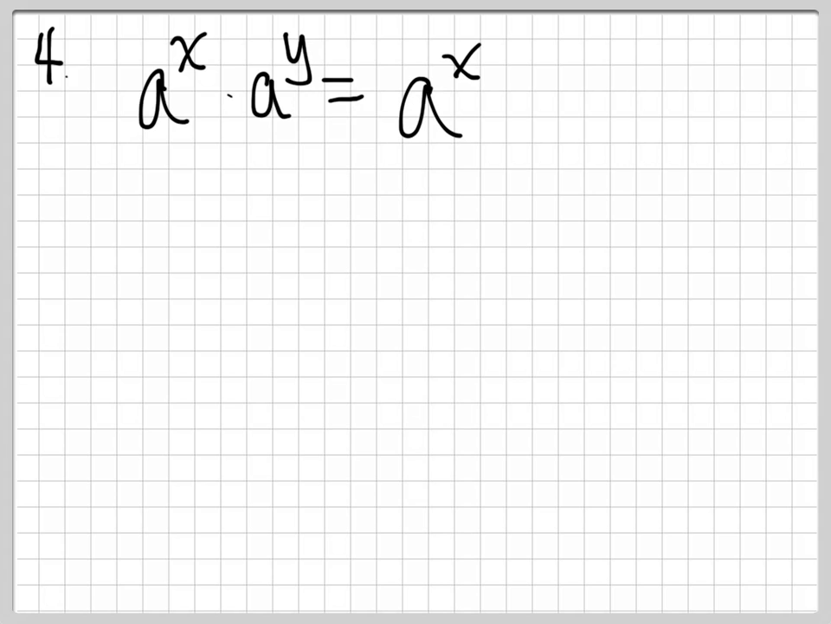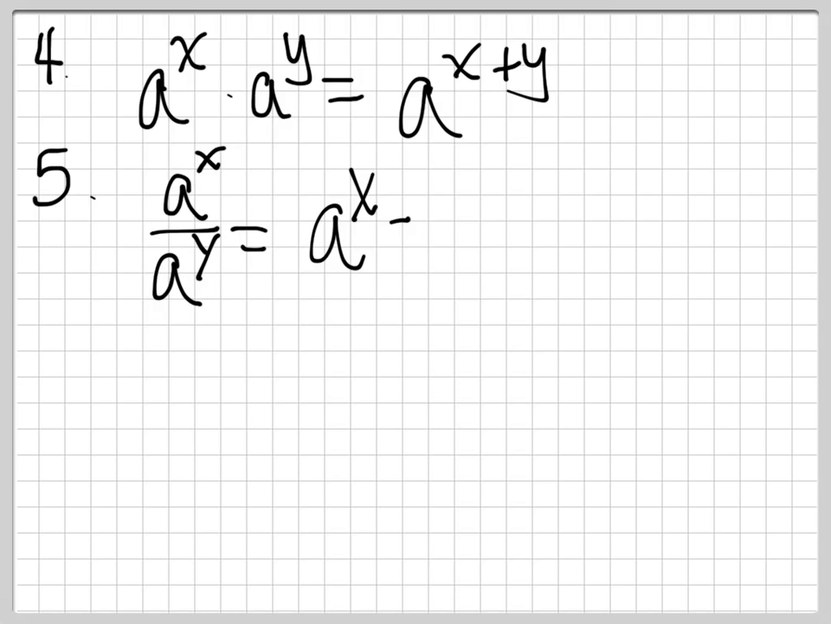The next two rules, let's go ahead and number this 4: a to the x times a to the y is a to the x plus y, and 5: a to the x over a to the y is a to the x minus y. Both of these feel a lot like each other. Again, you can notice that there's a general pattern where multiplication and addition and division and subtraction go hand in hand.